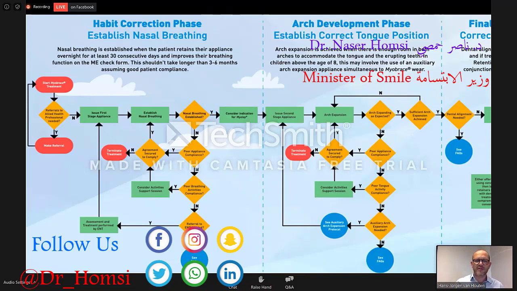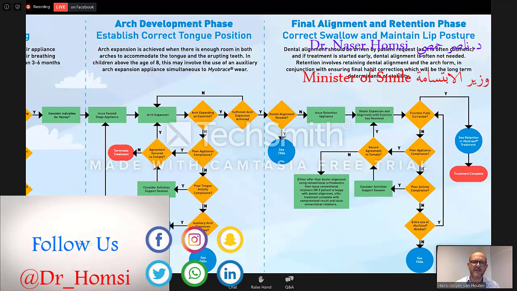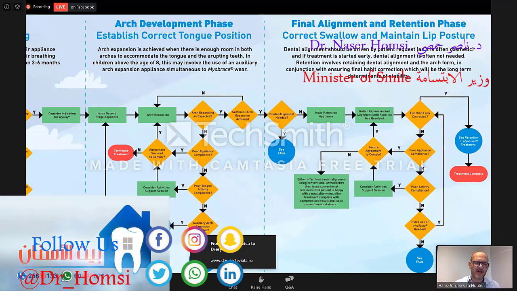If you skip to the second phase, so the nasal breathing is established, you go to the second phase, and you know that in the second phase, the main target is the arch development. And what you want to do is the tongue activity. So the tongue must be up in the right position. So the target there is arch expansion.